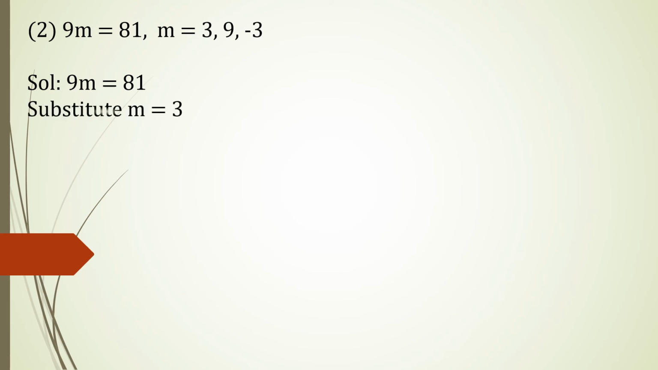Now I'll substitute m equal to 3. First let's take the left hand side. What is given in the left hand side? 9m, 9 into m. So in place of m I'll write down 3. So the next step, student, 9 into 3. 9 threes are 27. So after substituting 3 you get 27 on the left hand side, and the right hand side we have the value 81.